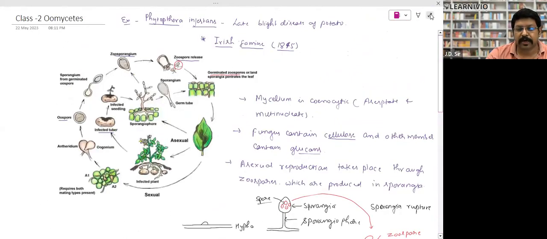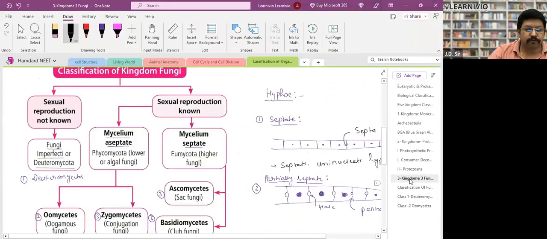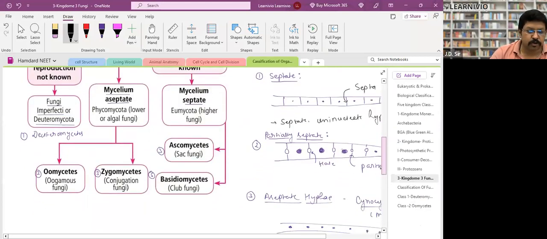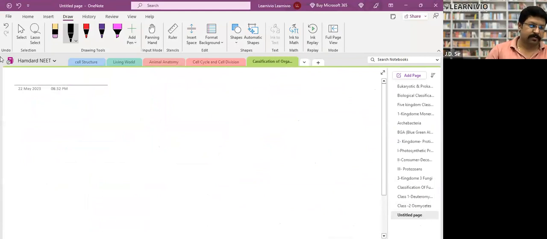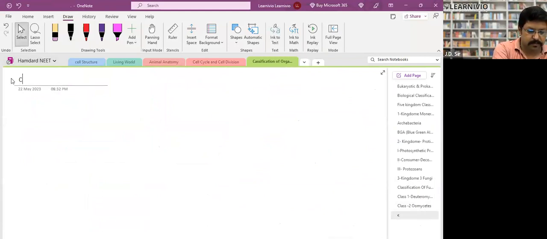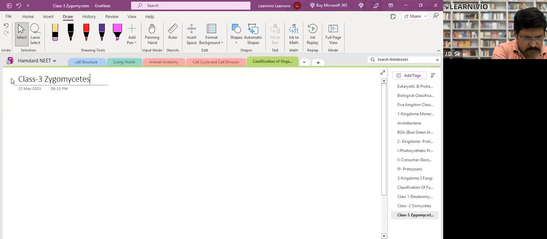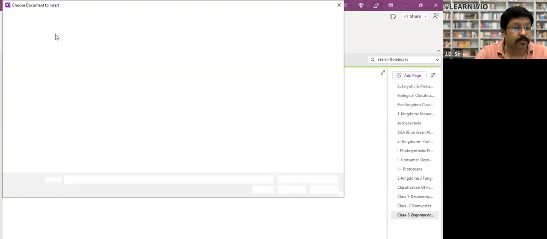So we did two classes. Again, I will go to the classification part and remind you. The first class was the deuteromycetes. The second class was oomycetes. Now we will start with the zygomycetes. That is the third class, right? So the third class of fungi is zygomycetes. The example of zygomycetes, a very popular example, is Mucor or Rhizopus. The names of the fungi have been given on the basis of their sexual reproduction.